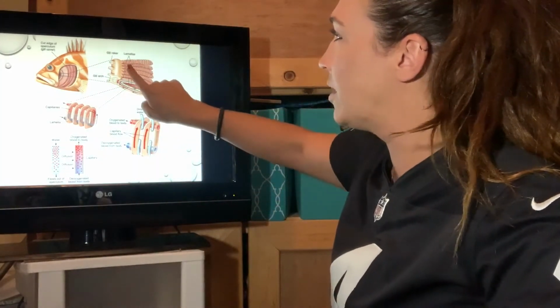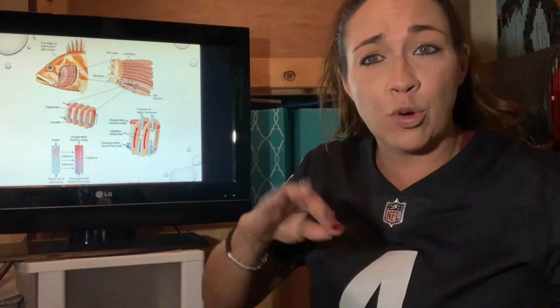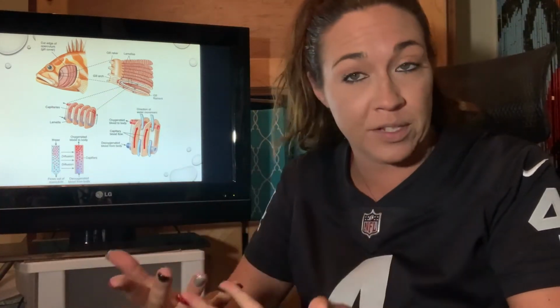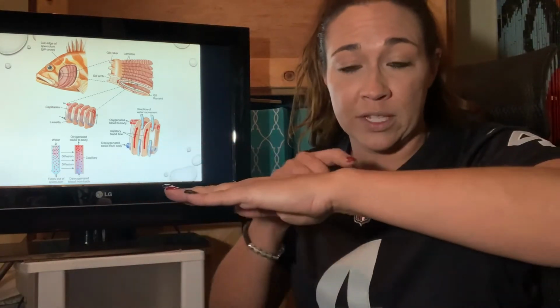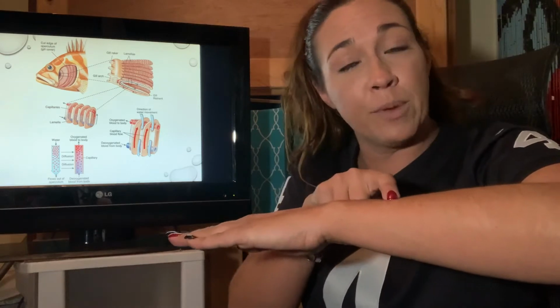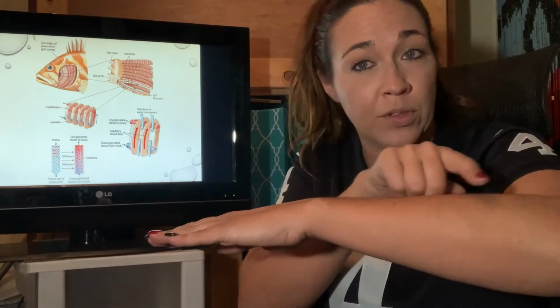Each one of these filaments has little lamellae on them. Okay, this is going to increase surface area. It's really important to increase surface area in your gills. That's going to increase the amount of diffusion that's possible. Okay, diffusion happens just simply from one side to the other. So imagine this is my arm, and I'm trying to diffuse something from in my arm to out, right? Well, if this is all that I had, then you could only basically do it on this top layer.